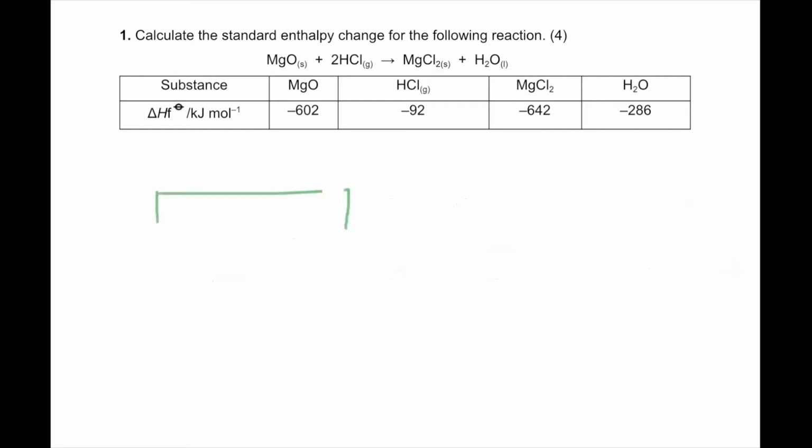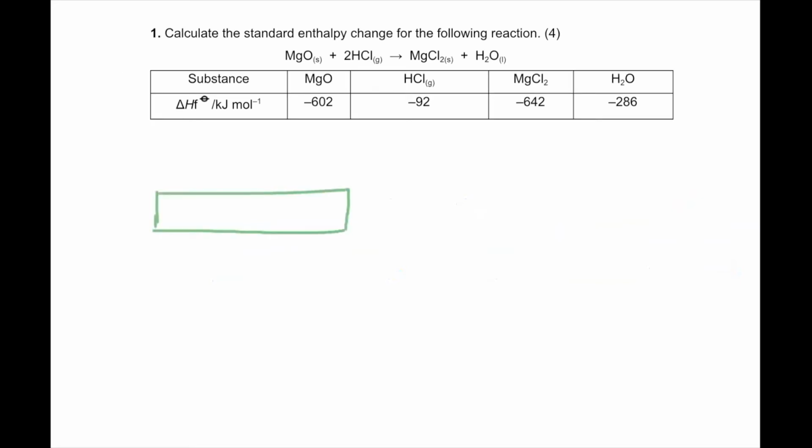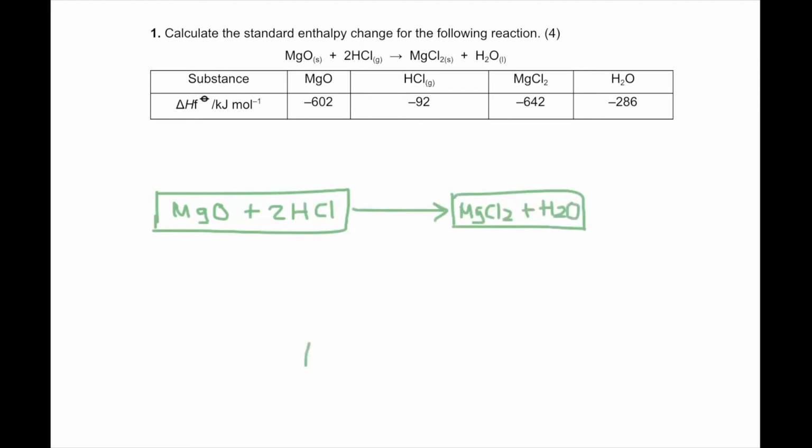We are going to use the 3-box method to work out the enthalpy change for this reaction. So in the box on the left, you write the reactants, and in the box on the right, you put the products. Once you have that, you put a third box on the bottom, which is going to represent the elements in their standard states.